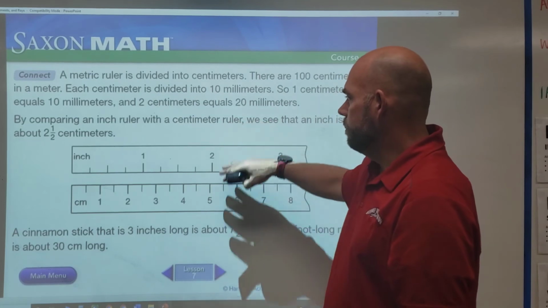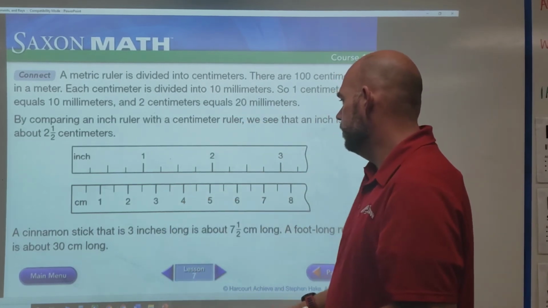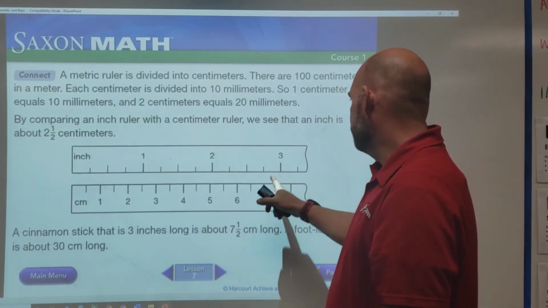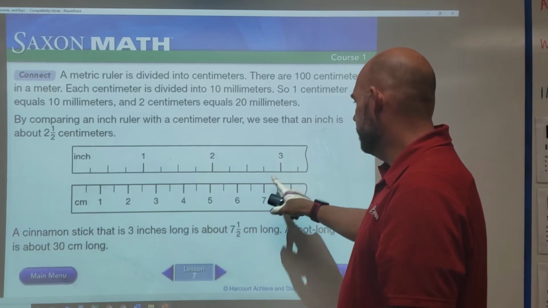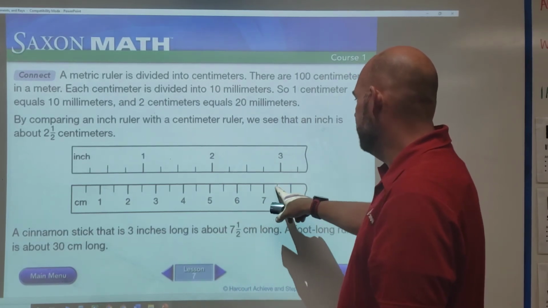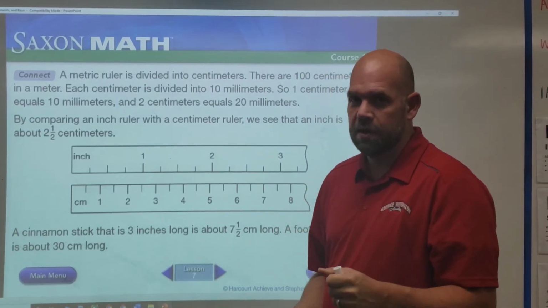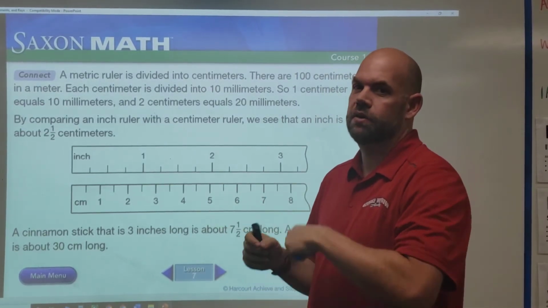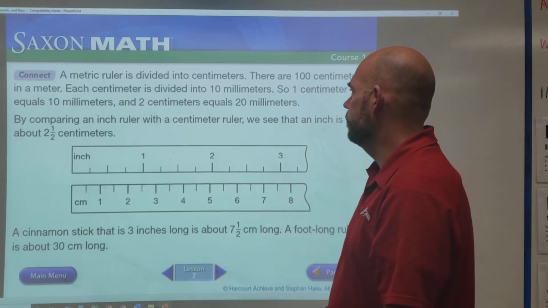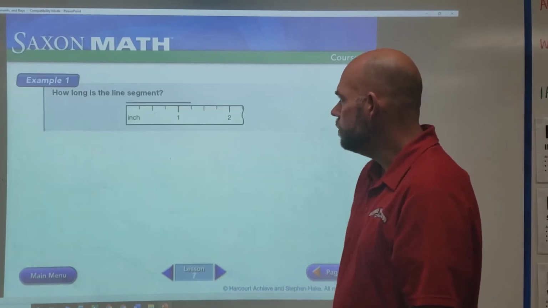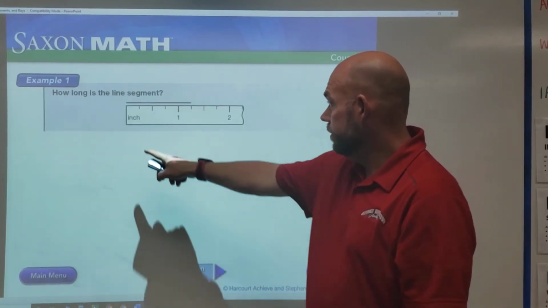Here we're going to see the comparison between inches and centimeters. Something that's 3 inches long is going to be about 7.5 centimeters, not exactly. And that's why sometimes you need to compare. So you might measure with your inch on one side, turn it over, and measure with centimeters on the other side. How long is this line segment?